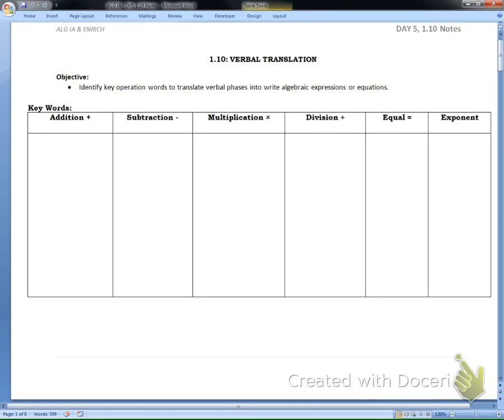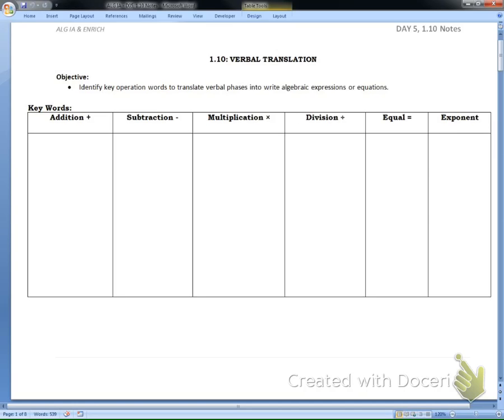This is lesson 1.10, Verbal Translations. The objective of this lesson is for you to be able to identify key operation words so that you can translate verbal phrases into written algebraic expressions or equations. Before we begin, let's see how many of these words you already know.